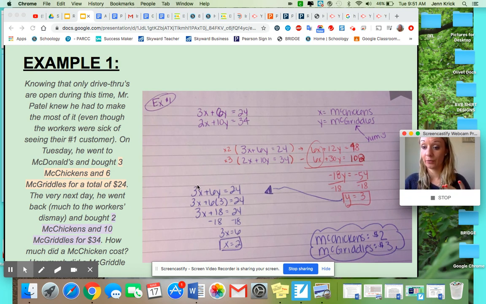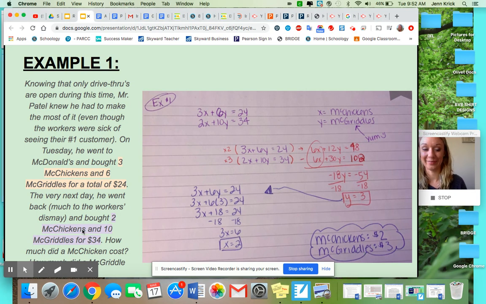I just chose the top one because why not? And then I got that x is 2. If you were to just tell me, though, that x equals 2 and y equals 3, that doesn't mean anything to me. You need to put it back in the context of the problem. So a McChicken would be $2, a McGriddle would be $3. Is it actually true? I don't know, but you can look it up and let me know.